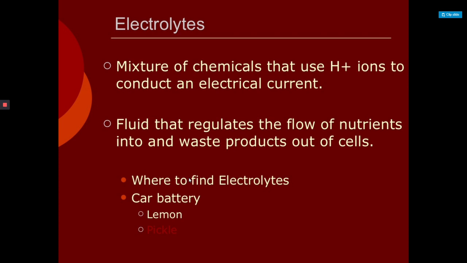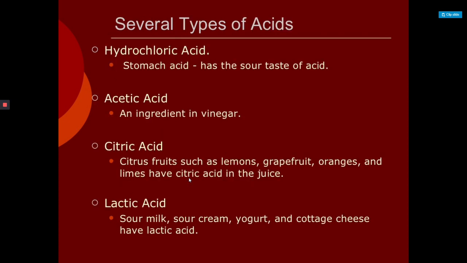Electrolytes are a mixture of chemicals that use H plus ions, hydrogen ions, to conduct an electrical current. They are fluid that regulates the flow of nutrients in and waste products out of cells. Where can we find electrolytes? Car battery, lemon, pickles. There are several types of acids displayed on the screen: hydrochloric acid, acetic acid, citric acid, lactic acid. They have different usage.